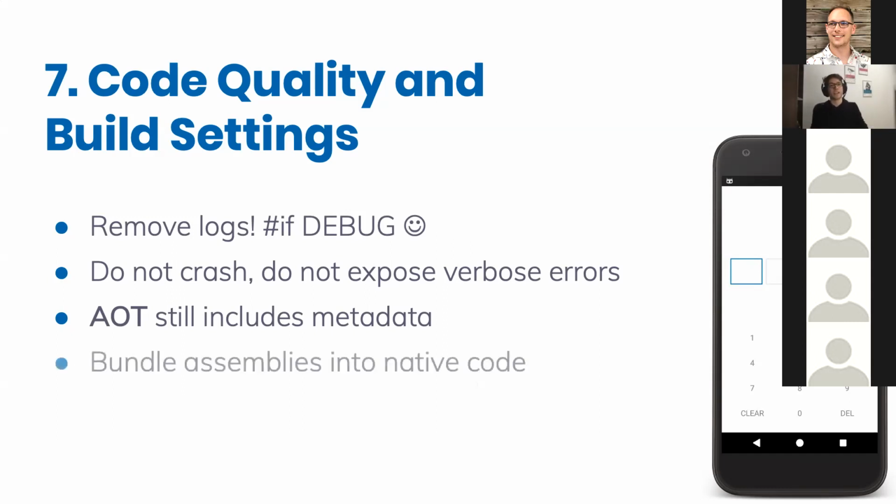But you can use that other checkbox that I think is an enterprise feature. It's called bundle assemblies into native code. Now, what that's going to do is take all of your DLLs and, I think, compress them using gzip into a single .so file. So that then at runtime, that's going to be read and unzipped, and there at runtime the DLLs are going to be there again.